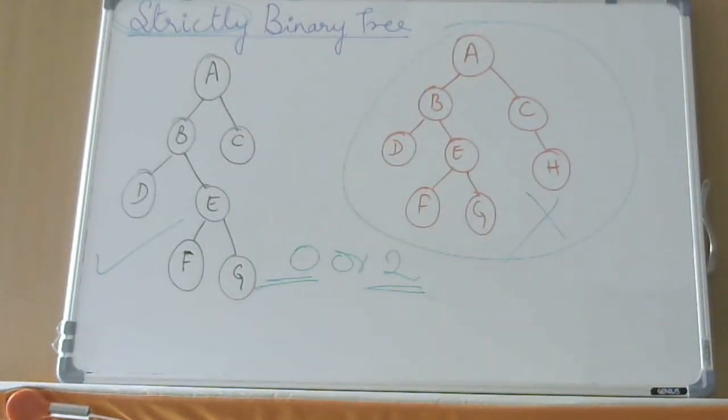I hope I am clear with this. So we have seen 2 different types of trees. What is the difference between binary tree and strictly binary tree? Okay, next session I will take up the other types. What we are left with is complete binary tree, almost complete binary tree and skewed binary tree. These we will see in the next session. So I will see you all in the next session. Thank you.